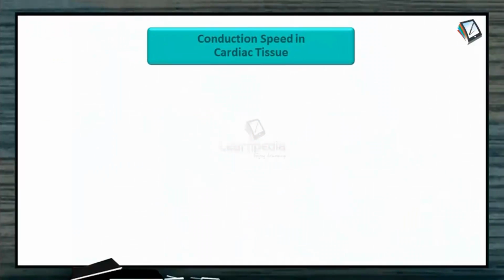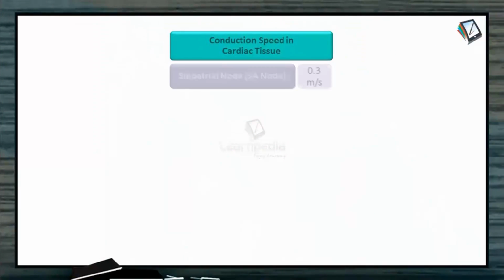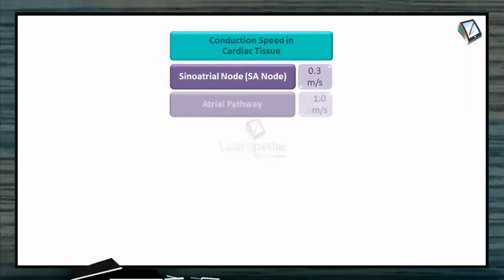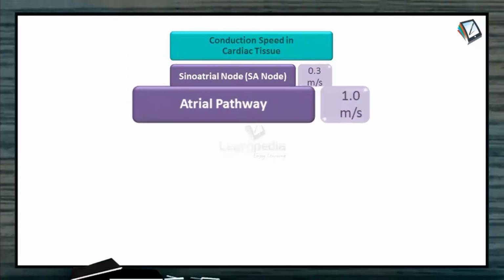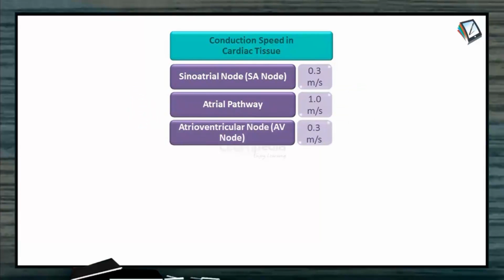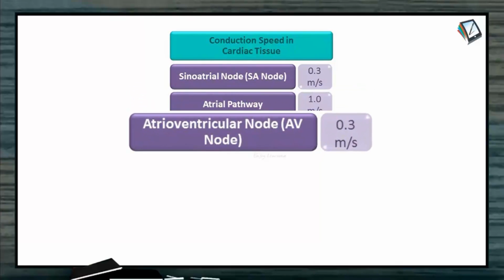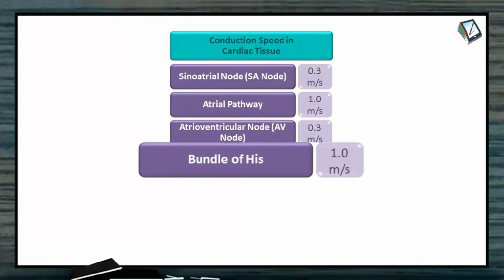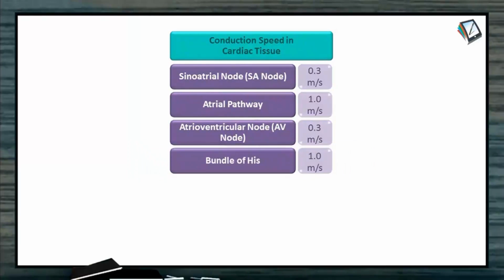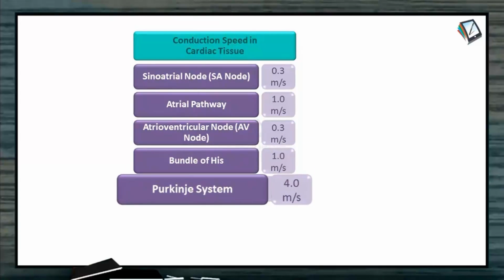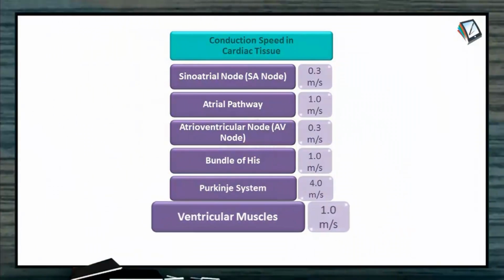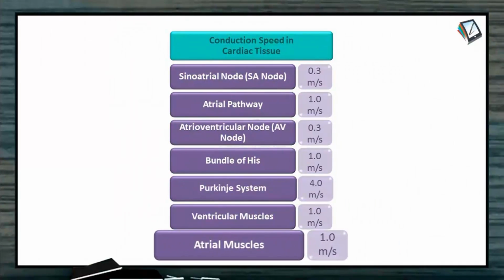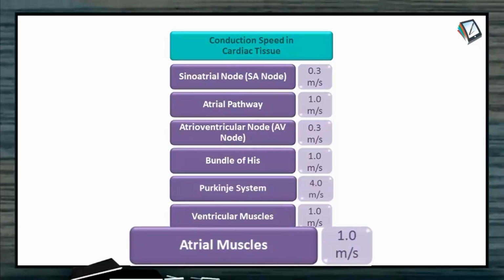Conduction speed in cardiac tissue. Sinoatrial node, 0.3 meters per second. Atrial pathway takes 1 meter per second. Atrioventricular node, the speed of conduction is 0.3 meters per second. In the case of the bundle of His, conduction speed is 1 meter per second. In the Purkinje system, it takes 4 meters per second. In ventricular muscles, it is the same, that is 1 meter per second. In atrial muscles, the speed of conduction is 1 meter per second.